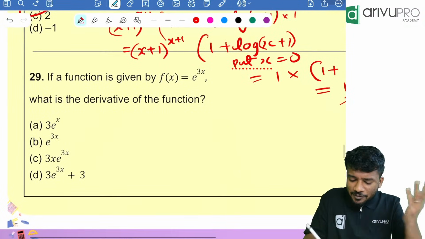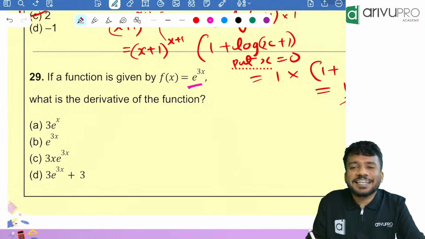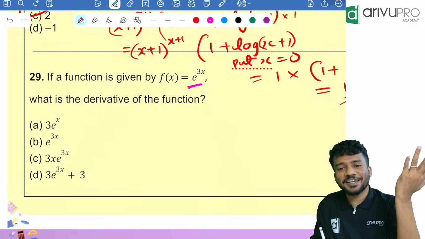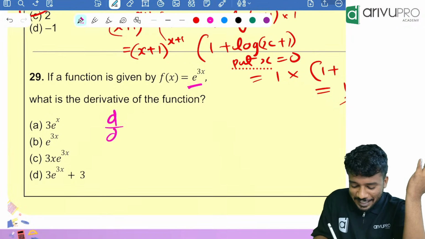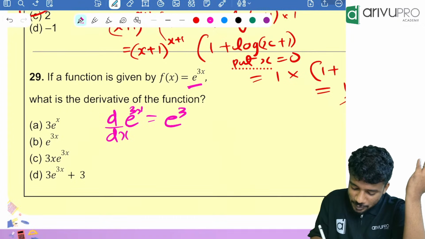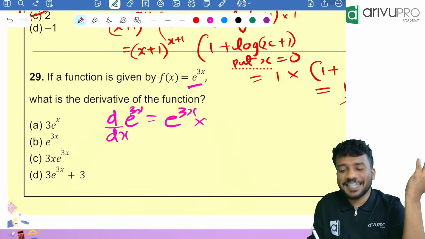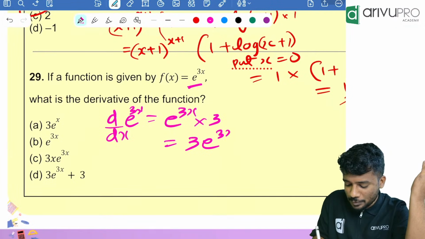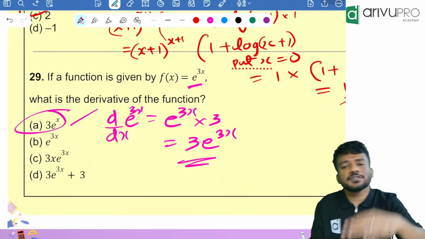If a function is given by f of x is equal to e raised to 3x, then find the derivative of the function. What an easy question. We need to find d by dx of e raised to 3x. That is e raised to 3x into the derivative of 3x. The derivative of 3x is 3. So the answer is 3 into e raised to 3x. Option A is your answer.